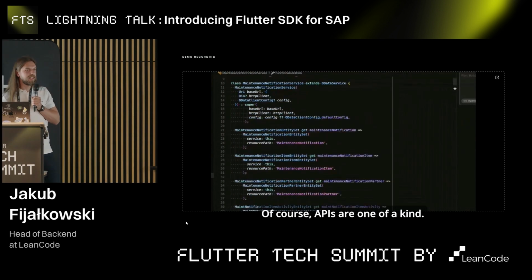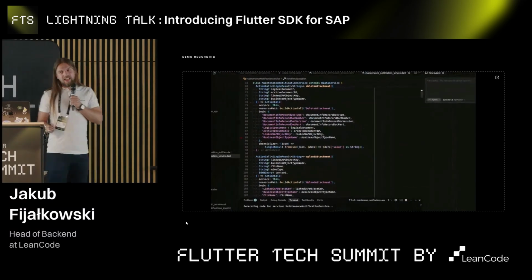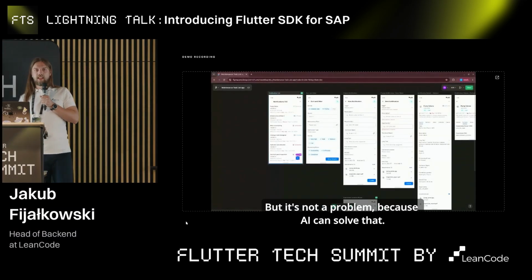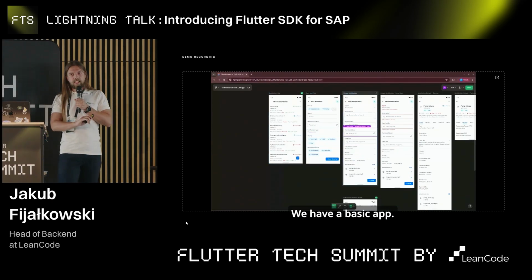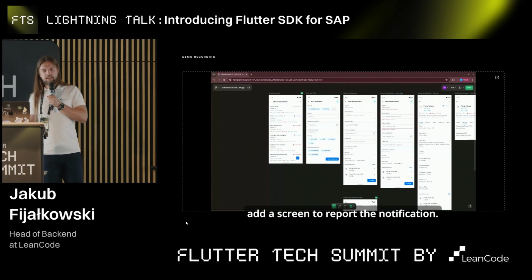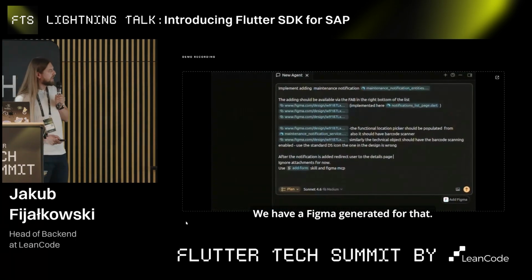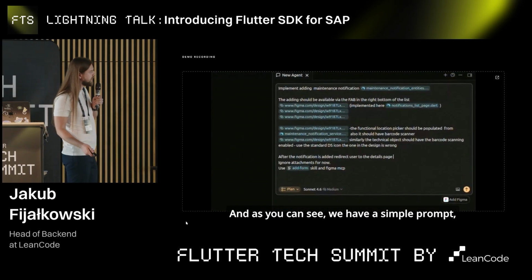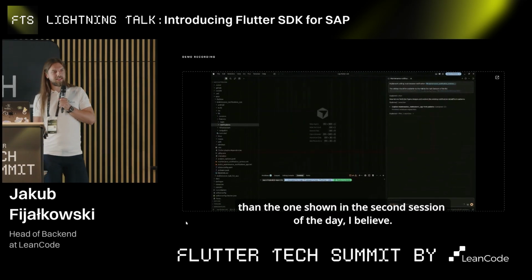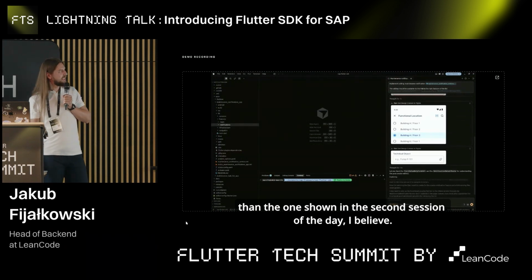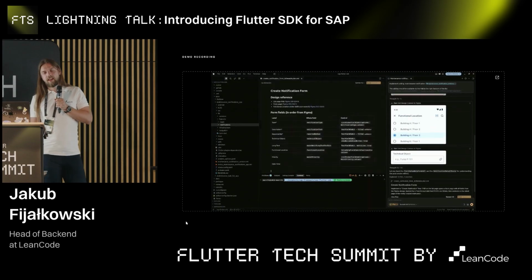Of course, SAP APIs are one of a kind. They look special, but it's not a problem because AI can solve that. AI can manage to work with that. We have a basic app. What we want to build is basically add a screen to report the notification. We have a Figma generated for that, and as you can see, with a simple prompt, which might be slightly more extensive than the one shown in the second session of the day, I believe, but it's still quite simple, you can push it to the AI. It will do its job.